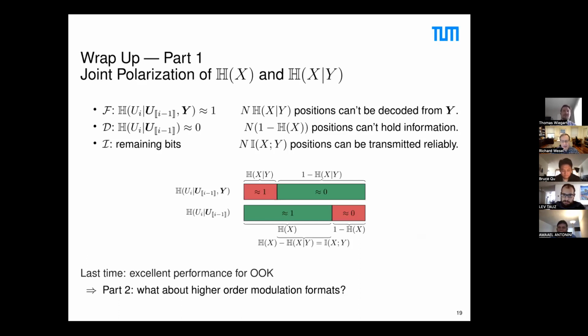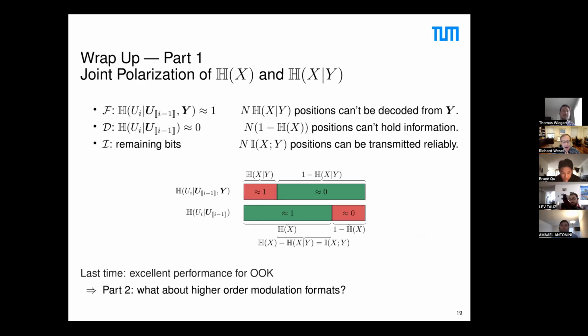May I ask a question? Yeah, sure. In the top row, it's H of U_i given U_{i-1} and Y. And so it's good if it goes to 0. It means that if I know the received value and those previous U's, then I know that U.